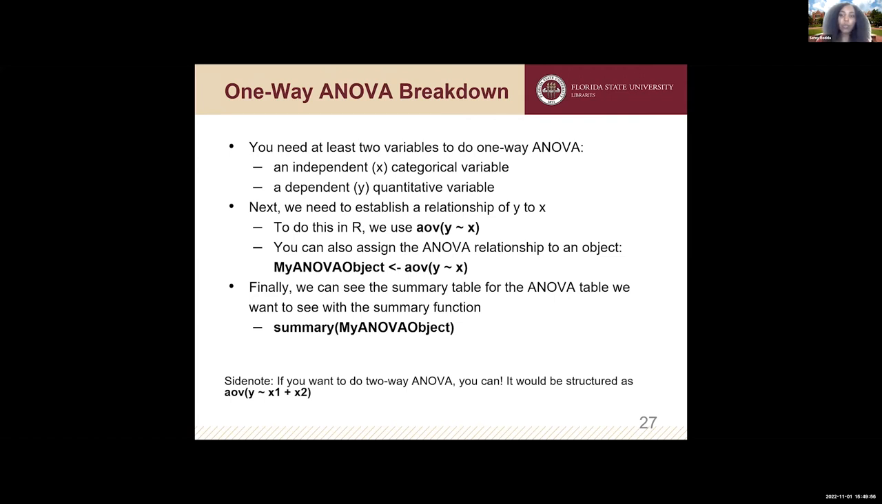Just as a side note, if you wanted to run a two-way ANOVA, you would list the two X values with a plus sign between them. So you would do aov, open parentheses, Y value, squiggly line, the first X value plus the second X value, close parentheses.